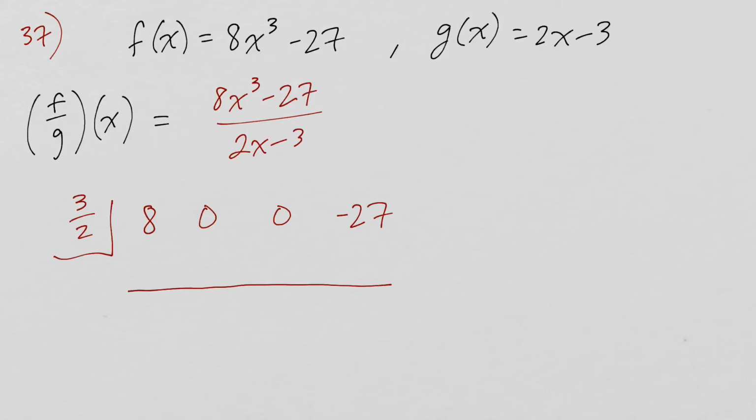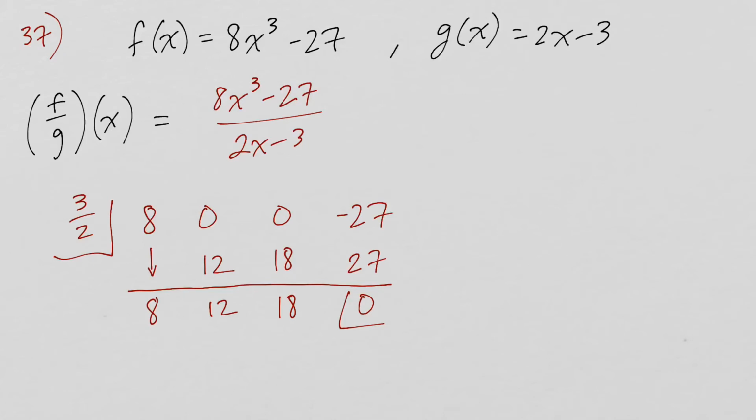I'm going to start by dropping down the 8. When I multiply, 2 goes into 8 4 times. Times 3 is 12. This adds up to 12. 2 goes into 12 6 times. Times 3 is 18. This adds up to 18. 2 goes into 18 9 times. Times 3 is 27. So my remainder is 0.